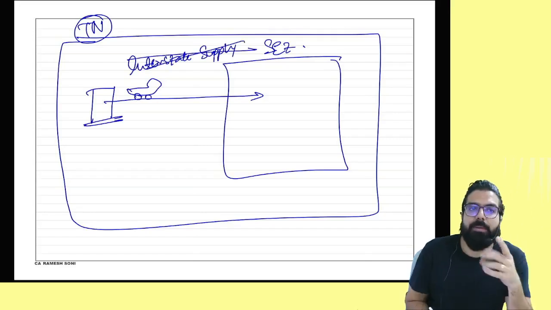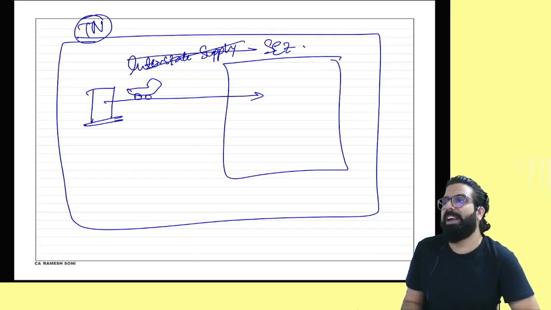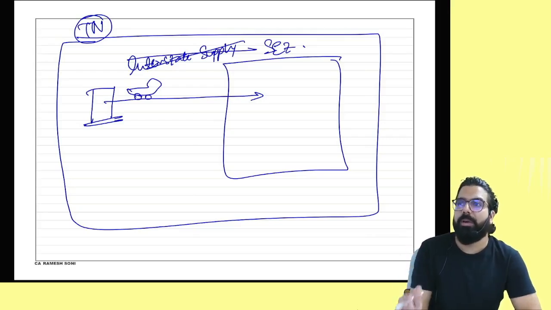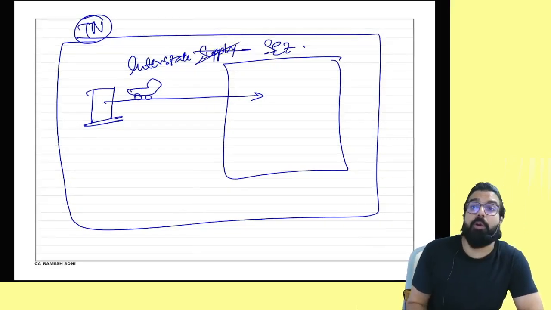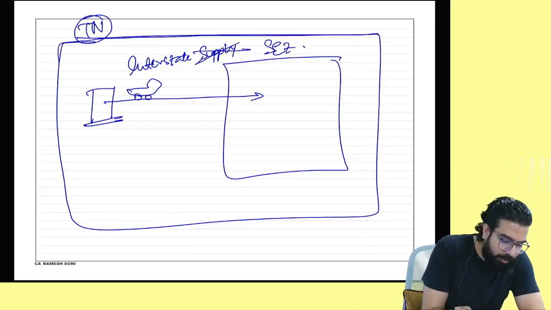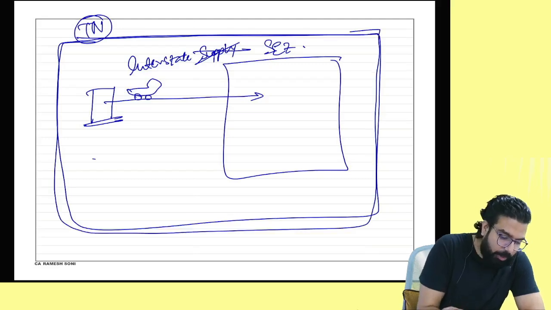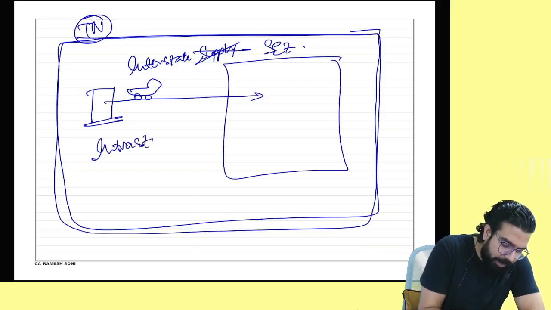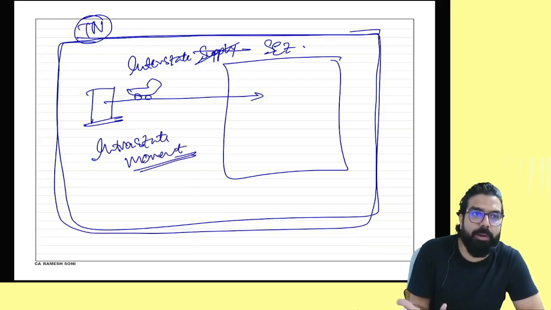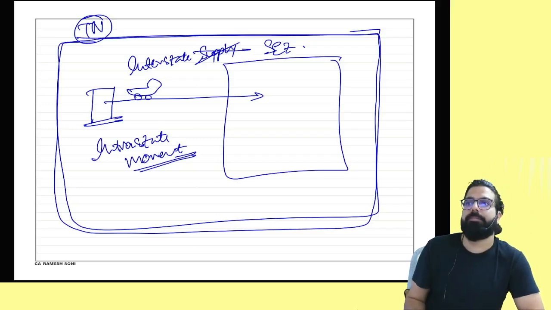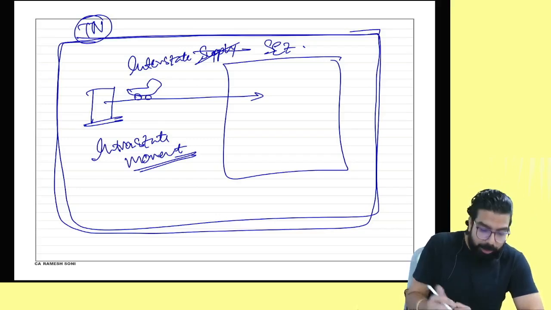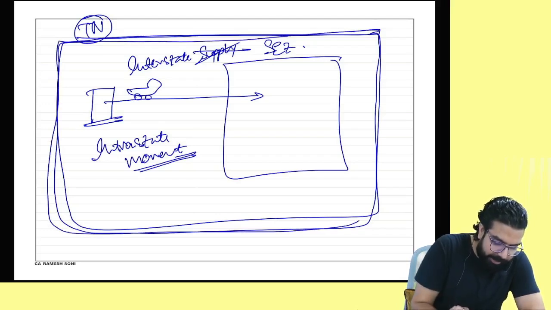Remember one thing, in e-way bill, we don't care about interstate supply, we don't see whether it is supply or not. We don't see supply. We see movement. And this movement is what kind of movement? Intrastate movement. This is just for your knowledge. Inter or intra? Intra. Why? Because it is within the same state.